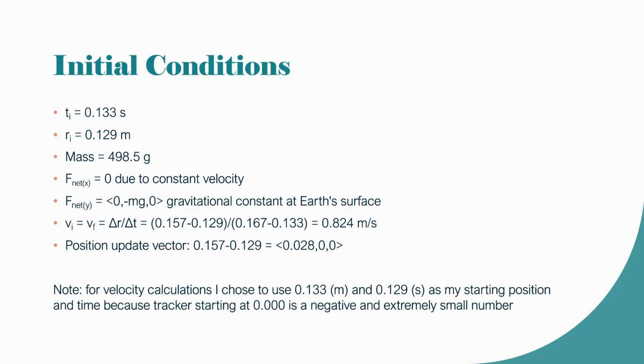My net force in x is 0 because it's a constant velocity, and my only net force in the y direction is negative mass times gravity, which is just a gravitational constant. My initial velocity and my velocity was 0.824 meters per second, and my position update vector was 0.028 meters.